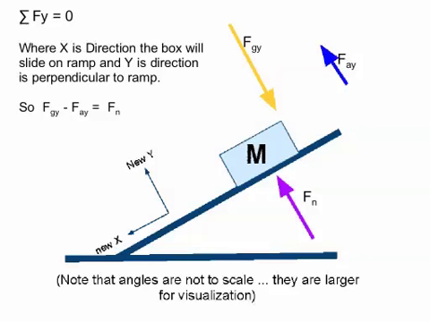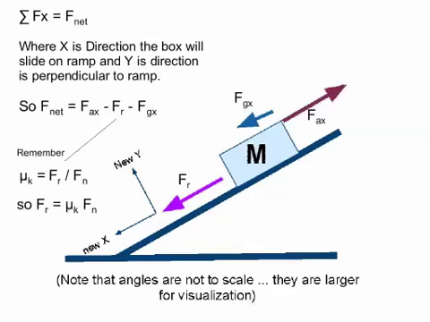We know that the sum of these forces must be zero since the box is not accelerating up or down in the y direction. So, we know F sub gy minus F sub ay minus F sub n equals 0. We start with F sub gy and subtract the other two because the normal force and the y component of the applied force are in the opposite direction of the y component of the gravity force. From this we can easily see then that the normal force, F sub n, is equal to F sub gy minus F sub ay. We will need the normal force to solve for the friction force in the next step.